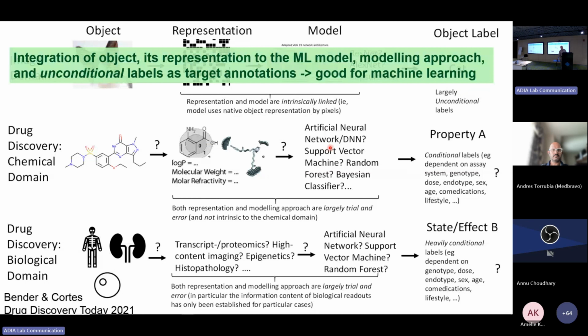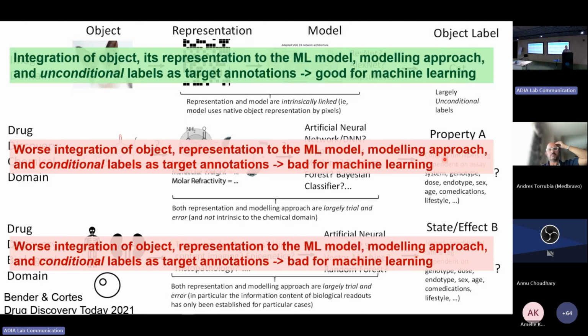Then you have different machine learning methods, and none of them is so neatly integrated, like convolutional networks, for example, operating on a matrix. And then you have conditional labels in the end. Things depend on those. Things depend on endotype and so on. Okay, and so that means that in the life sciences, you have much worse integration of the object representation, the model, and the object label.